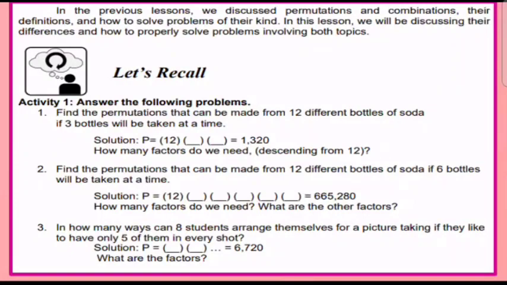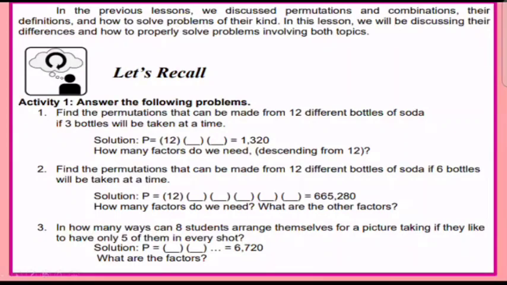Let's recall, nasa part ng Let's Recall tayo ng module natin. Find the permutation that can be made from 12 different bottles of sodas if 3 bottles will be taken at a time. Ang solution po natin, ano po ang gagamitin natin, diba? Question number 1 natin, sabi niya, permutation. So, ibig sabihin, permutation pa rin tayo.